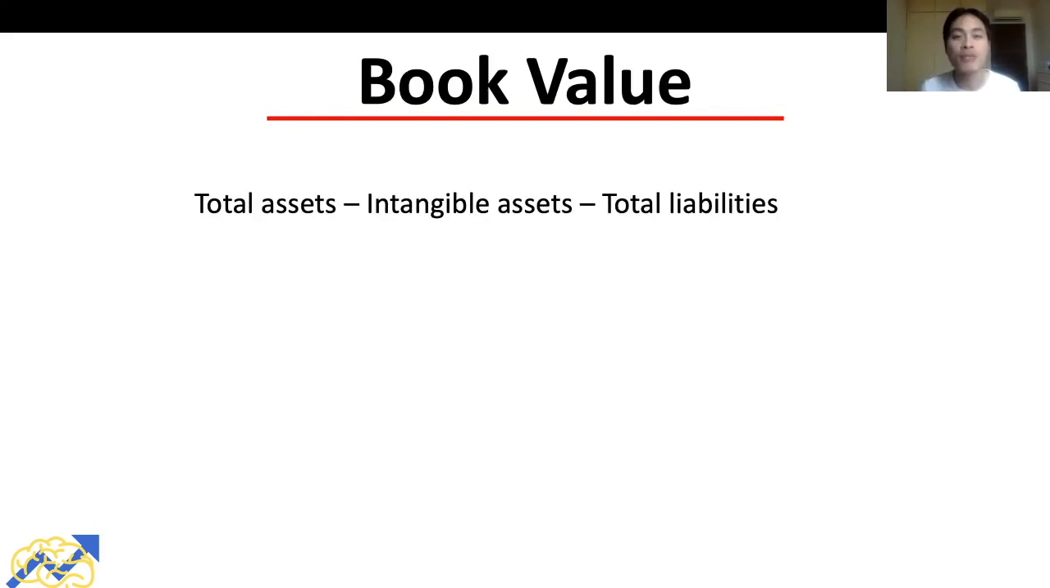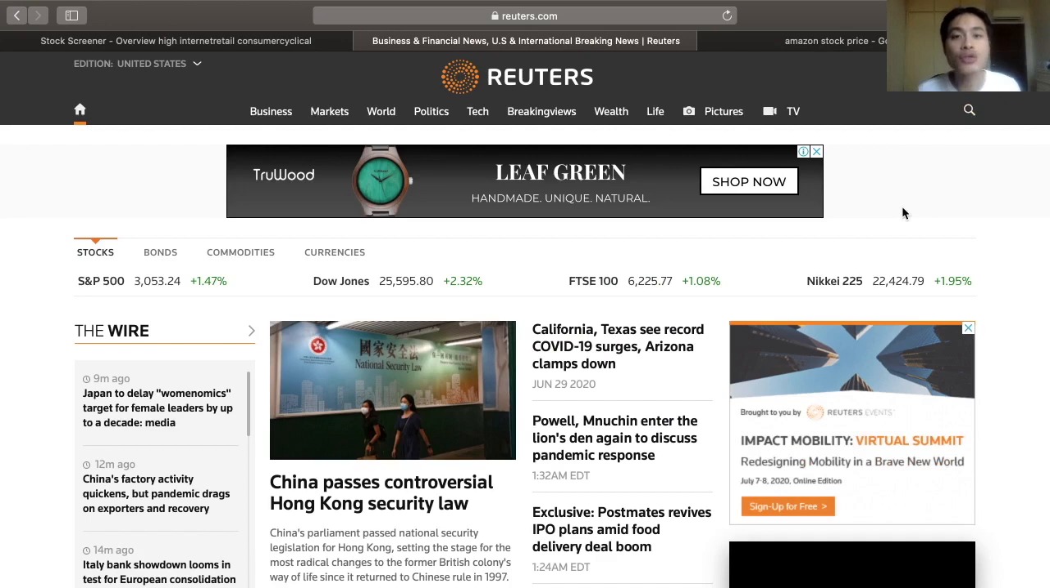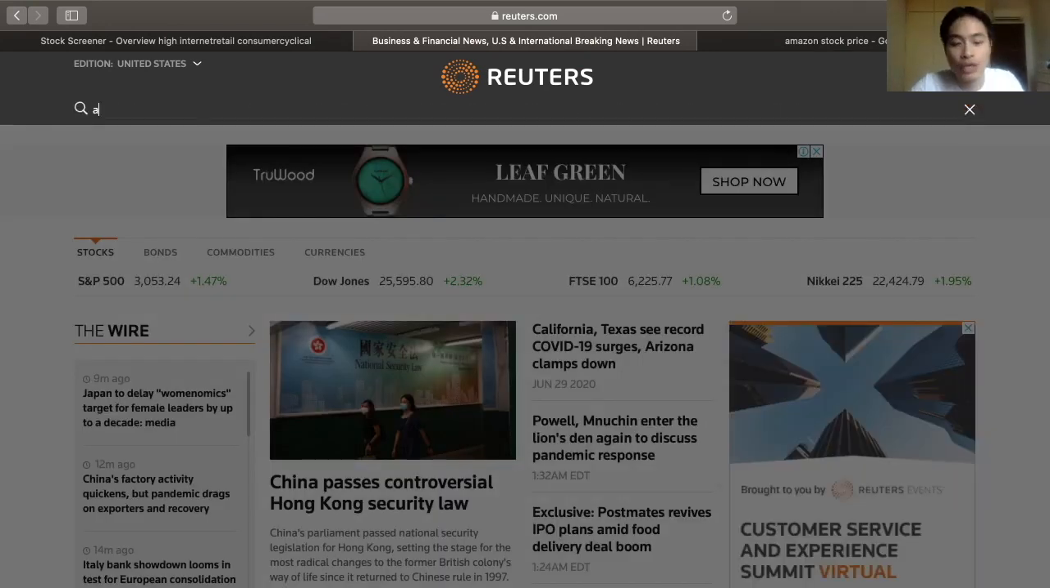Okay, now that we have the formula to calculate the book value of a company, the formula for the book value is the total assets of a company minus its intangible assets minus its total liabilities. Let's use Amazon as an example and let's find Amazon's book value. To find Amazon's total assets, intangible assets, and total liabilities, we have to use a financial website. And the financial website that I use is Reuters. The first thing to do is to search for Amazon. To do that, we click on this button here and we key in Amazon's ticker symbol, which is AMZN.